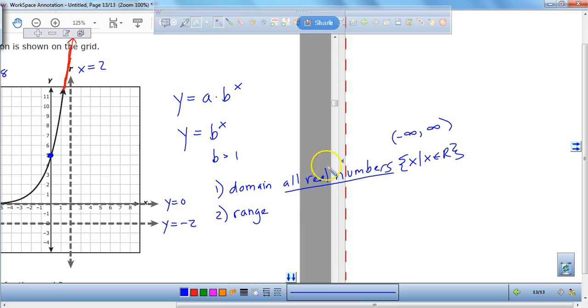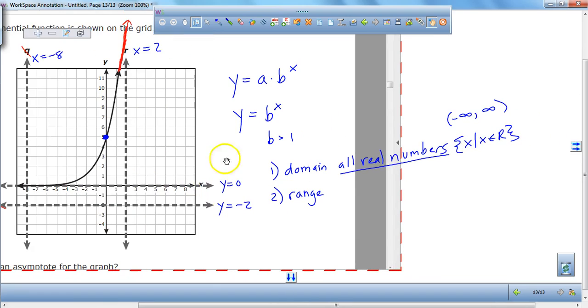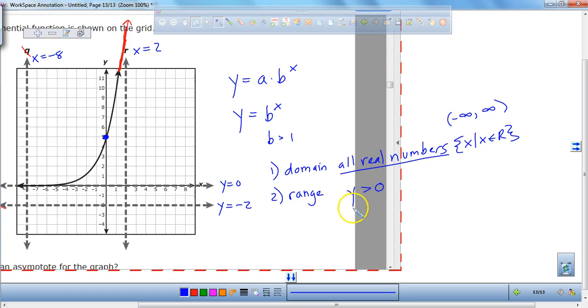You'll notice that in this function right here, it gets close to 0. Now, it looks like it touches 0, but it's really not. It's just getting really close to 0. All right? All of your y values are going to be greater than 0. This is where your asymptote is located, at y equals 0. Okay? It's what's called a horizontal asymptote. And that is the only asymptote you have to worry about in an exponential function.